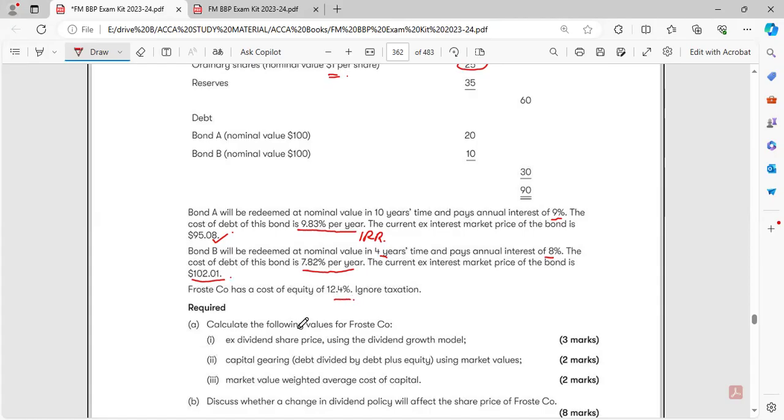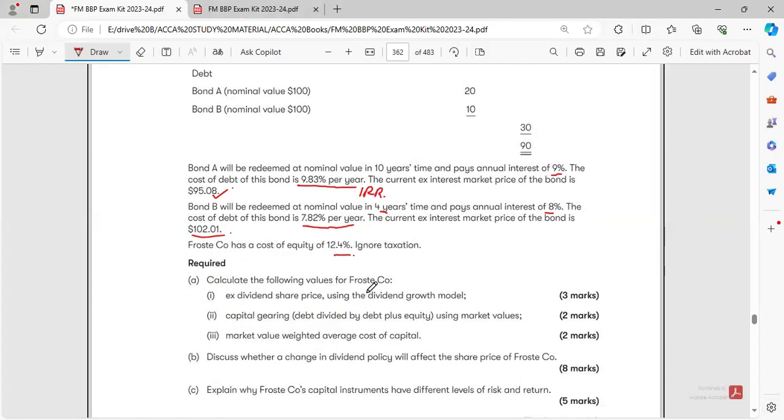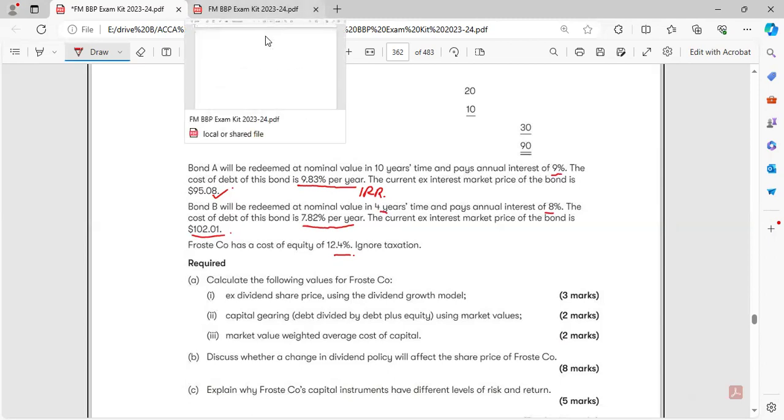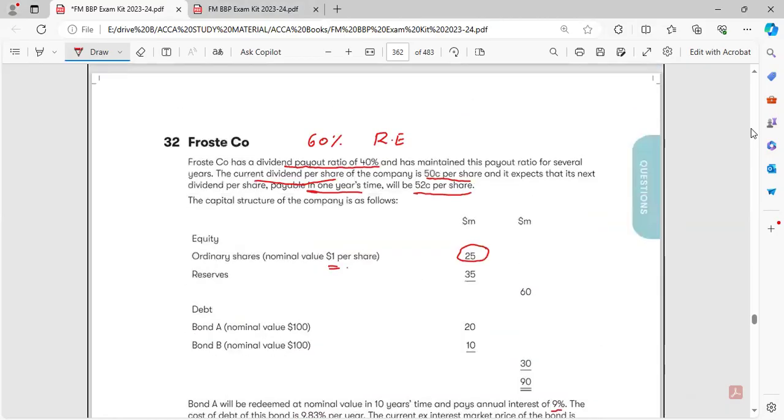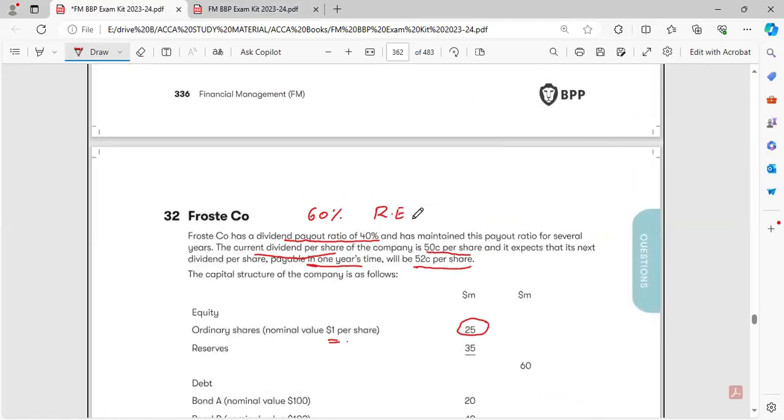Cost of equity is 12.4%. Calculate the values of the FROSTE company ex-dividend share price using dividend growth model. So the dividend growth model says what? Dividend growth model says recent dividend into 1 plus growth rate. Growth rate is not provided. But we are provided with what? We are provided with the retention rate, which is 60%. And we can calculate growth rate if needed.